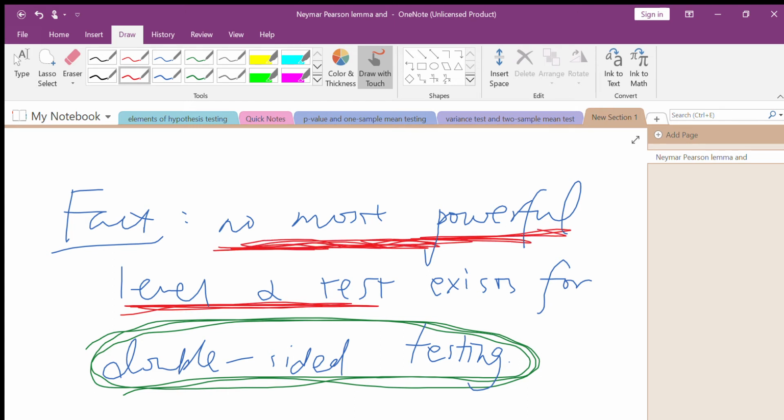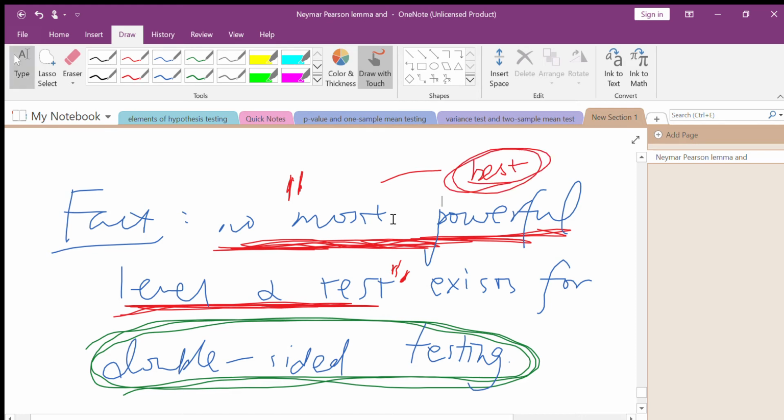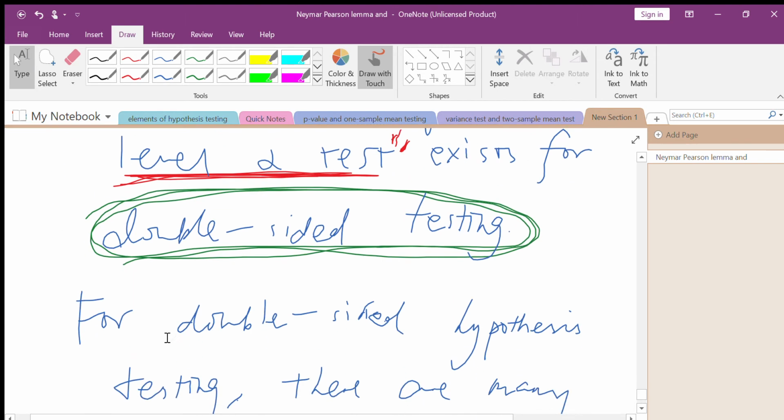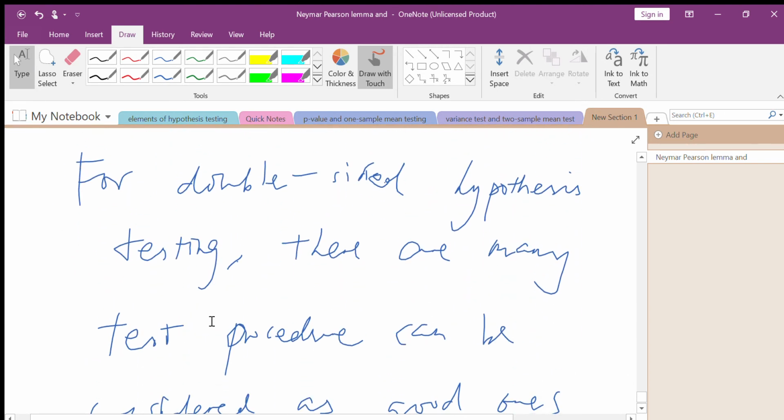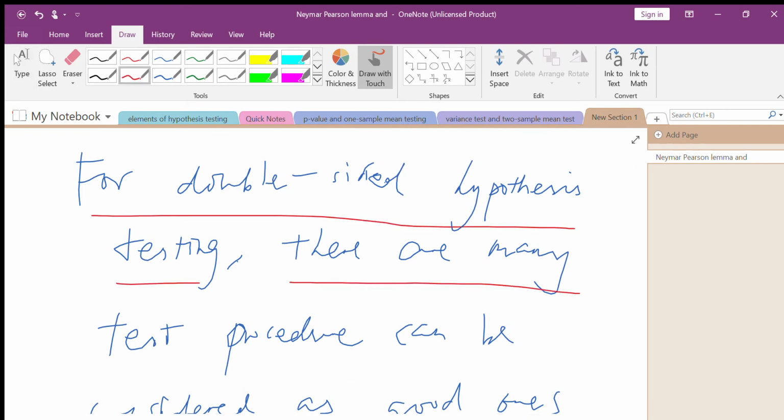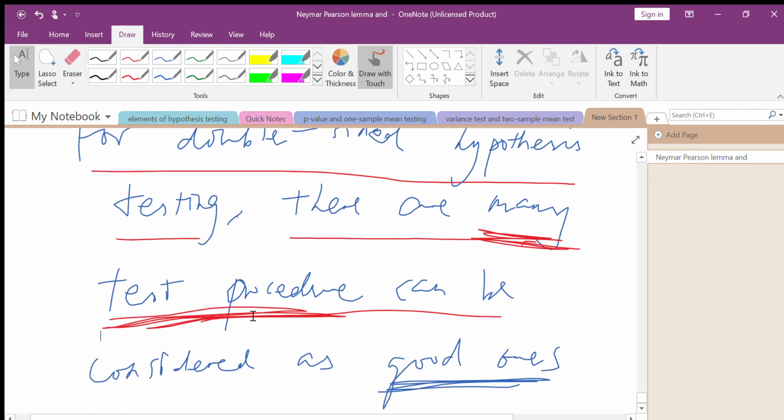So since the most powerful level alpha test can, in some sense, be taken as the best one, but theory tells us there is no best for double-sided testing, then we can propose many. So for double-sided testing, there are many test procedures that can be considered as good ones.